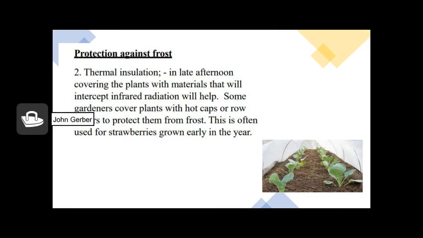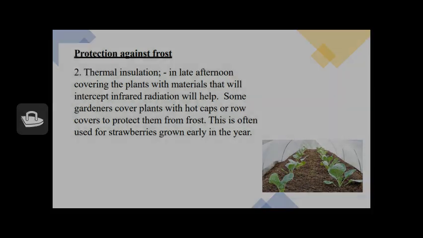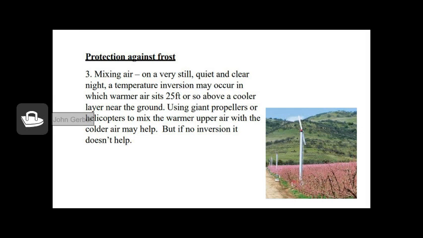We've already seen how hot caps and row covers can help prevent frost damage by providing thermal insulation, such as this row cover here in this picture. On cold, very still nights, sometimes you can see a temperature inversion in which there's a layer of cold temperature around the plants, but just above it, a warm air layer sits. Big fans are used here in the West to grow pears, where the cold air and the warm air are mixed together to prevent frost damage.